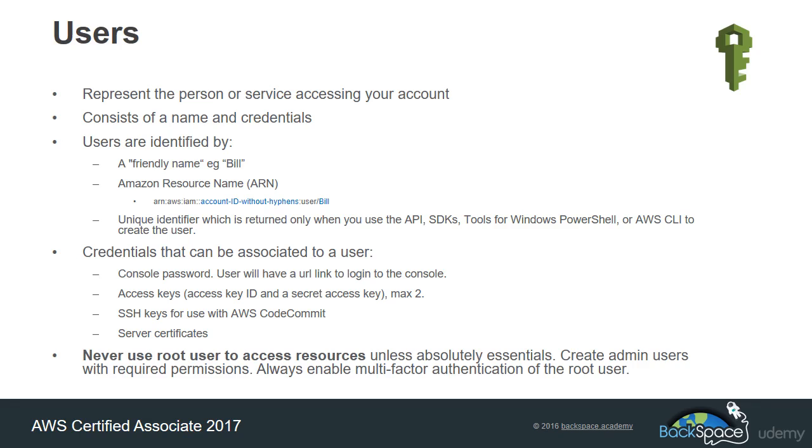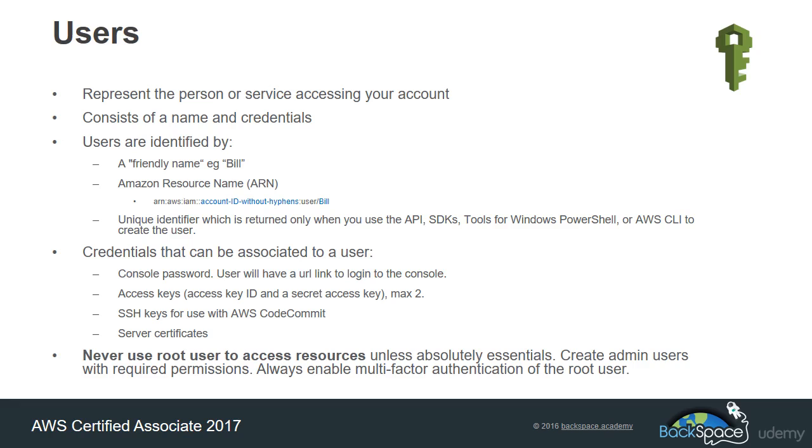We can also use a unique identifier, and that is returned only when you use the API or the software development kits, the Tools for Windows PowerShell, or the AWS command line interface to create the user. When you create that user, if it's successful, you will get as a response the unique identifier for that user. So you can use that unique identifier to identify a user using the API, SDK, CLI or PowerShell tools.